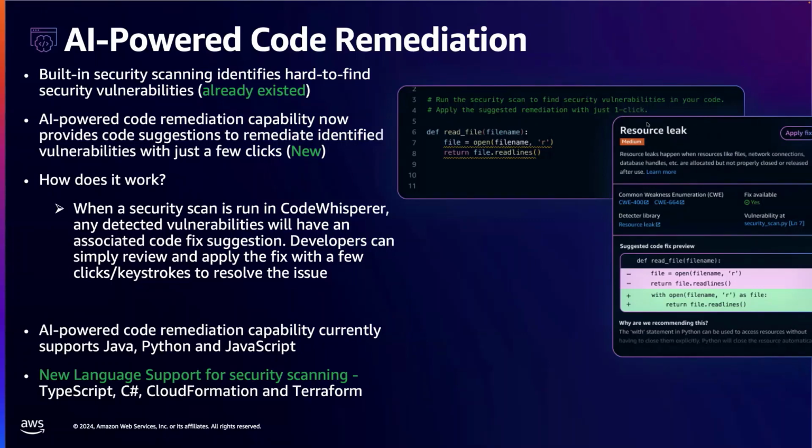So if you see, this is the resource leak it was talking about. There's a resource leak. This is the common weakness that was referenced. It is taking from the CWE resource, finding that security vulnerability, and it is also giving you what should be done, what should be the suggested code fix for this particular identified security vulnerability. Currently it is supporting Java, Python, and JavaScript, but there is also support for TypeScript and CloudFormation in Terraform.